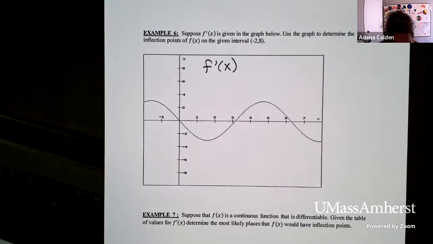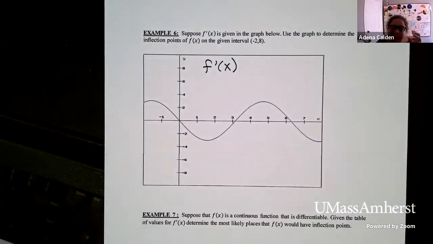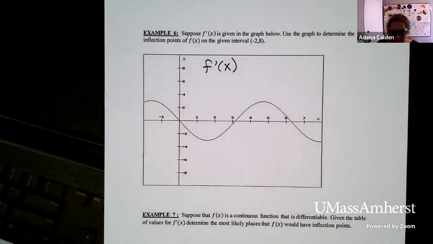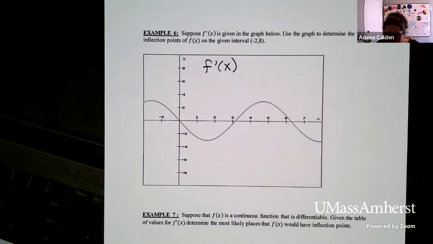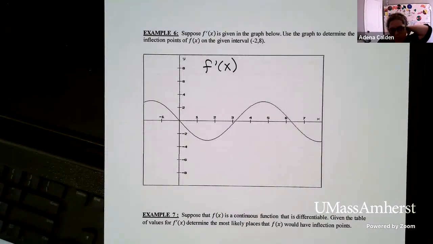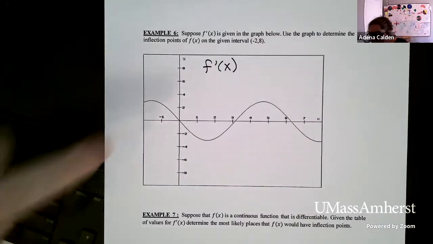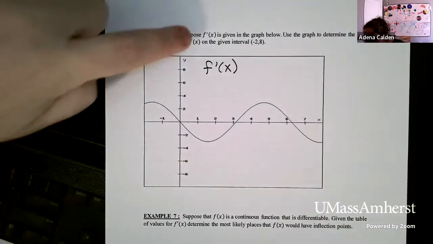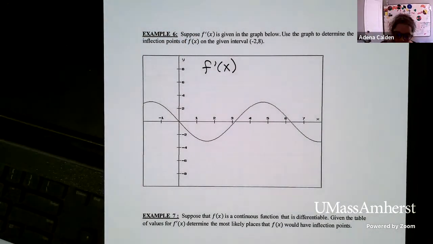And the way we used this before was to find critical points and local maxes and mins. And now we're saying, how can we use the graph of the derivative to find the inflection points of the original function? Okay, and so we have to really think about, what does it mean to find an inflection point? Well, we need to have information about the second derivative, right? And so that means, how do we use the first derivative graph to give us information about the second derivative, which would then give us information about inflection points on the original function?